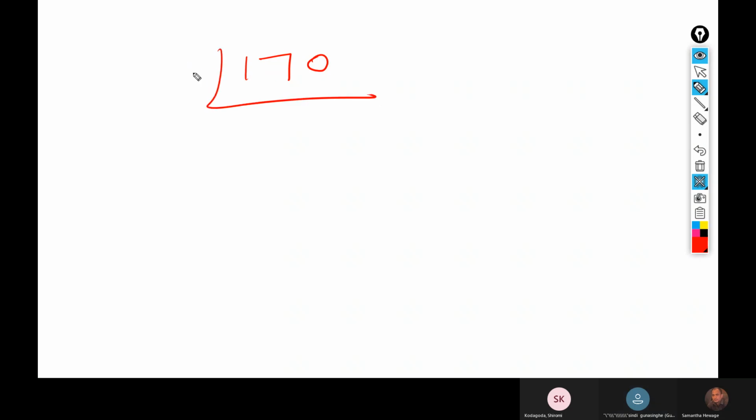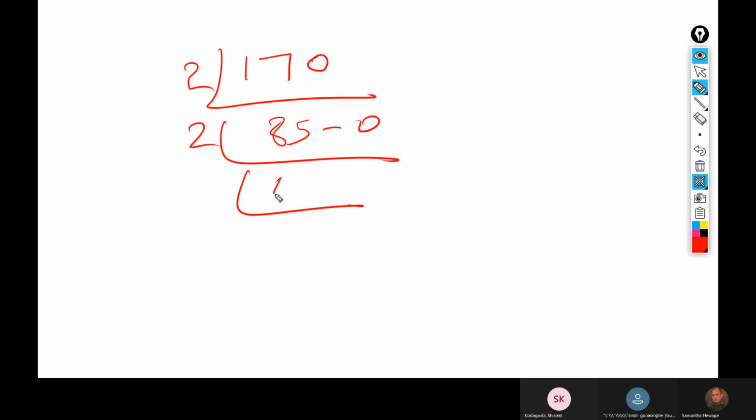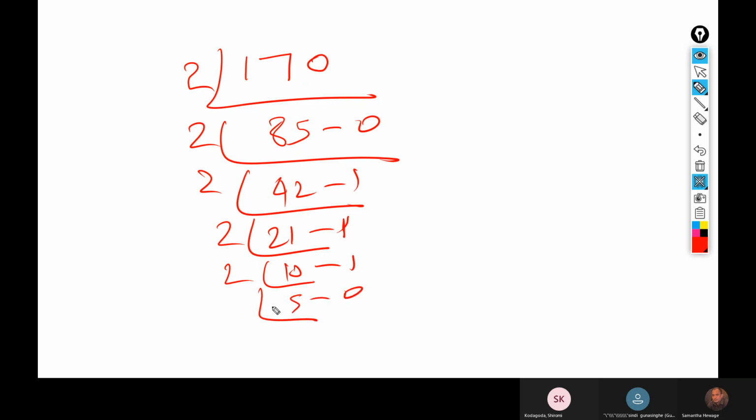So we will divide again. We'll say 170. Yes, 170 here, 8. Right, 16. 1 remaining here, 5. Remaining is 0, right? Here 42, remaining 1 now. Here 21, remaining 1. Here 10, remaining 1. Just check whether it is correct. Here 0. One remaining 0. 1 0 1 0 1 1 1 0.